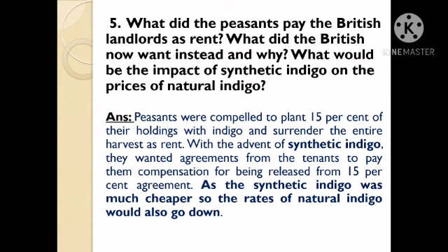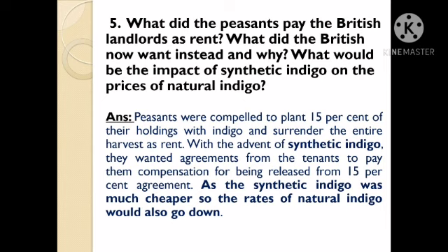Question number 5. What did the peasants pay the British landlords as rent? What did the British now want instead and why? What would be the impact of synthetic indigo on the prices of natural indigo? So the answer is, peasants were forced or compelled to plant 15% of their holdings, holdings means land, with indigo and surrender the entire harvest as rent. So peasants were forced to plant 15% indigo on their land and give their indigo crop to the British as rent.